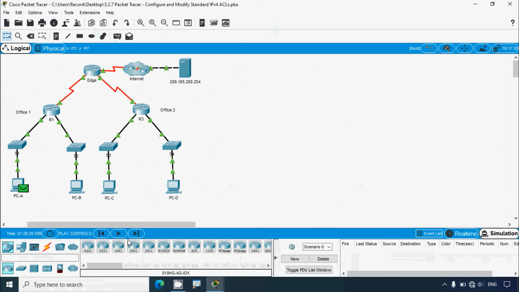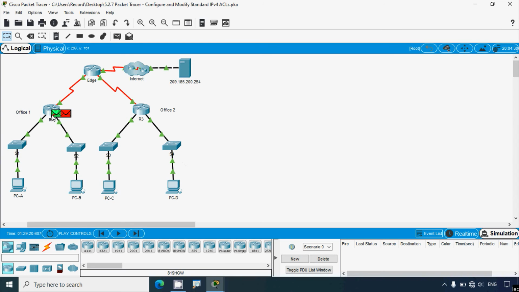Yes. So we'll click on capture forward. It goes to S1 and it goes to R1, then goes to edge, then to the internet, then it goes to server. We can see that the packet reached this server. Now this server is going to send an acknowledgement back to PC-A. So it comes to the internet, then it goes to edge, and then we can see it will go to R1, but we can see this R1 will drop this packet.